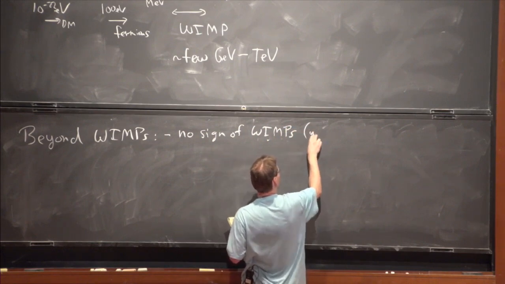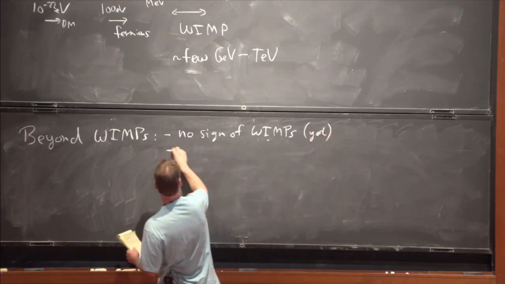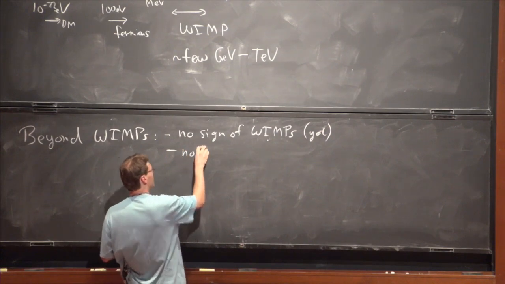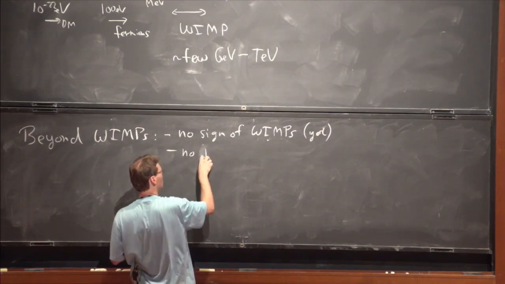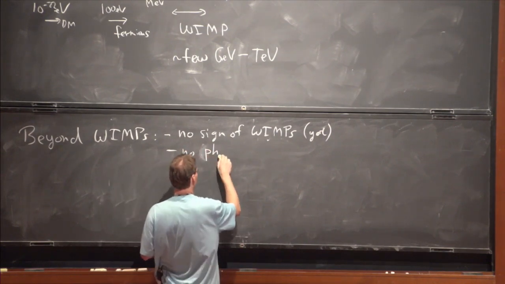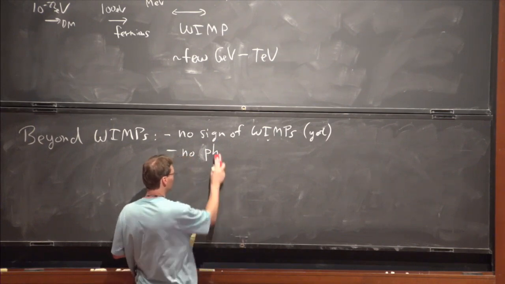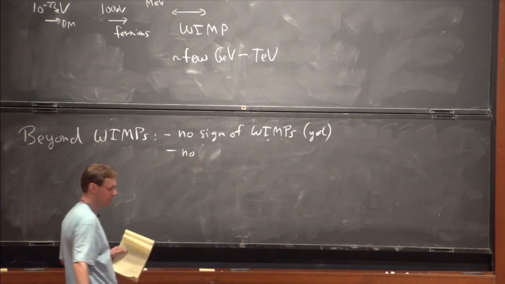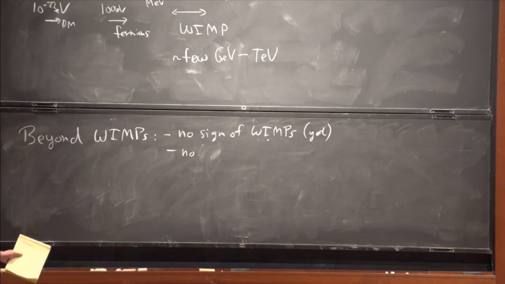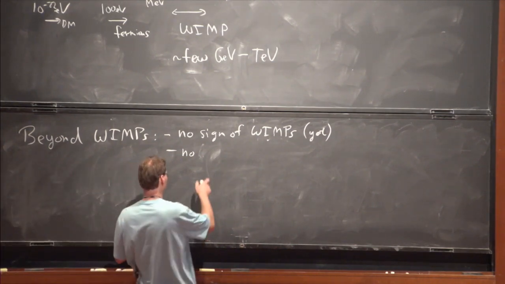As a legal disclaimer, I'm going to put yet. The other reason is that the LHC has not seen any new physics yet. So anything that might solve the hierarchy problem, and with it you might get a dark matter candidate coming along with it, that has not materialized either.